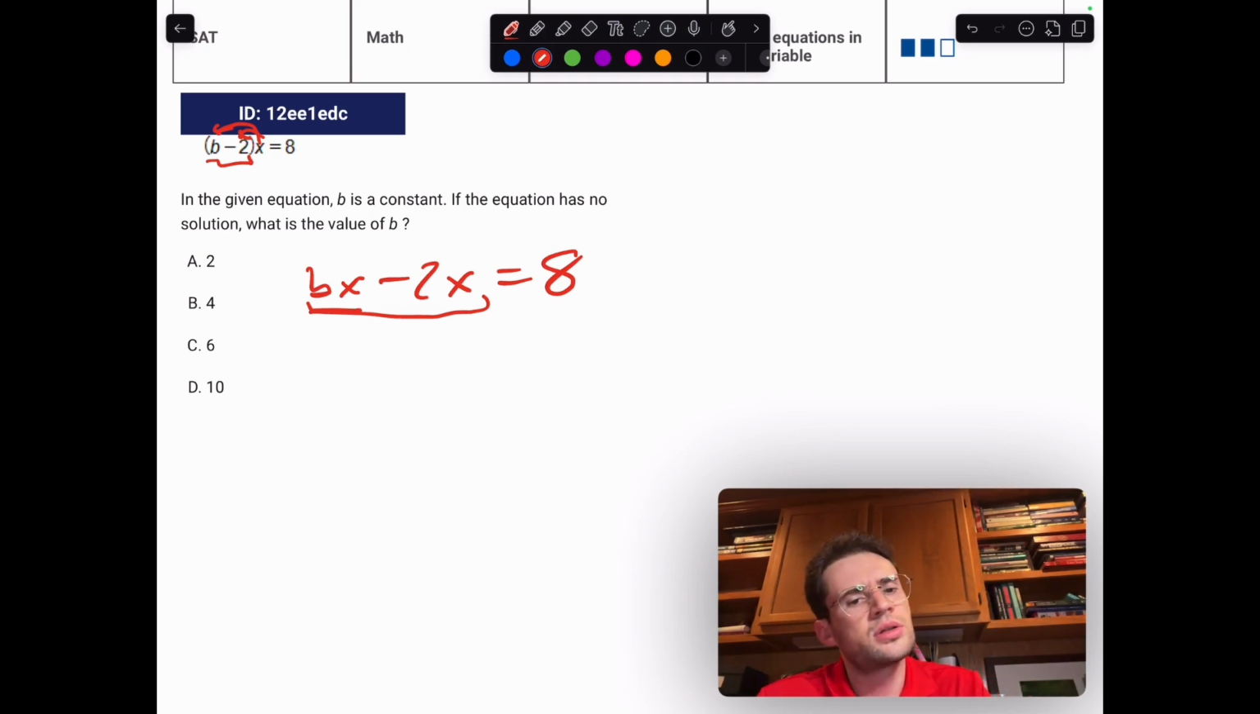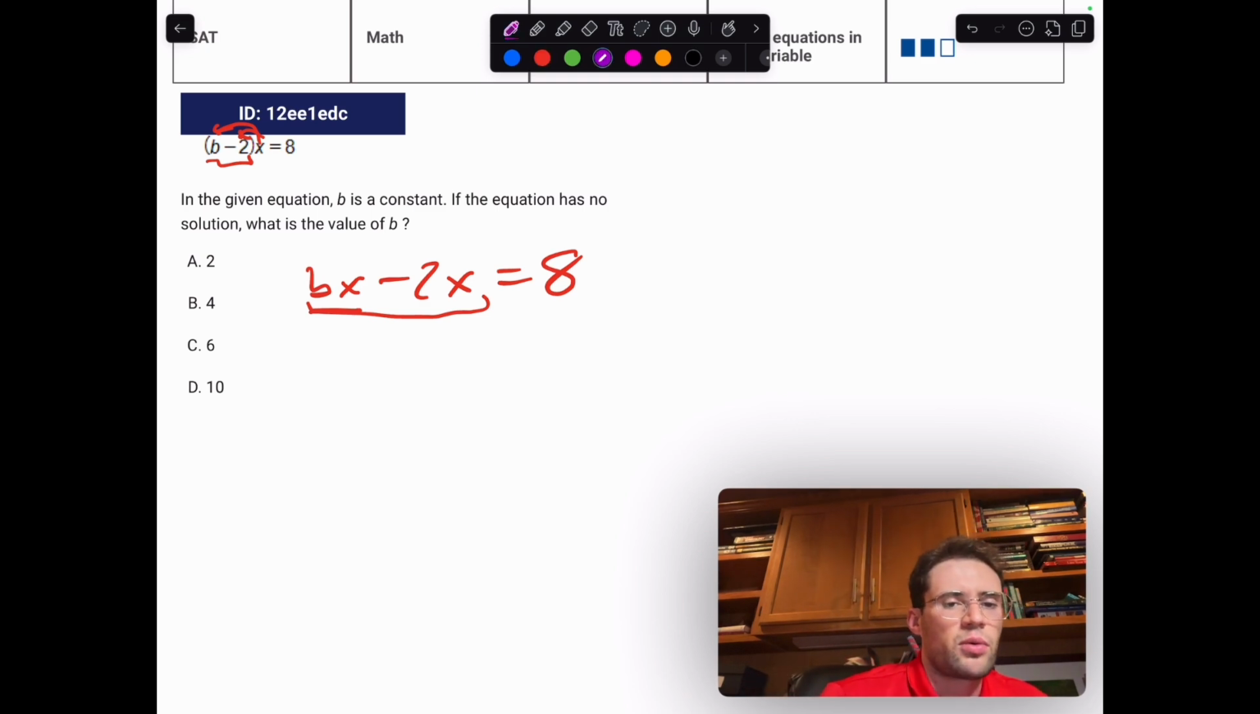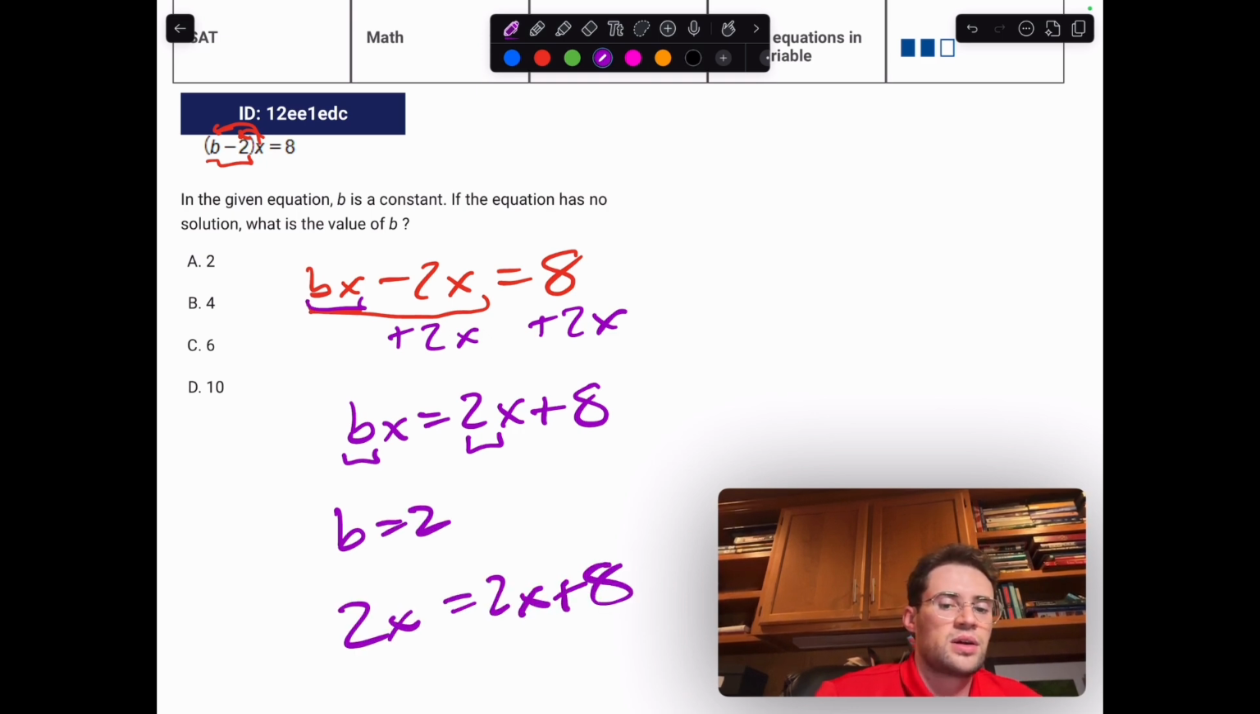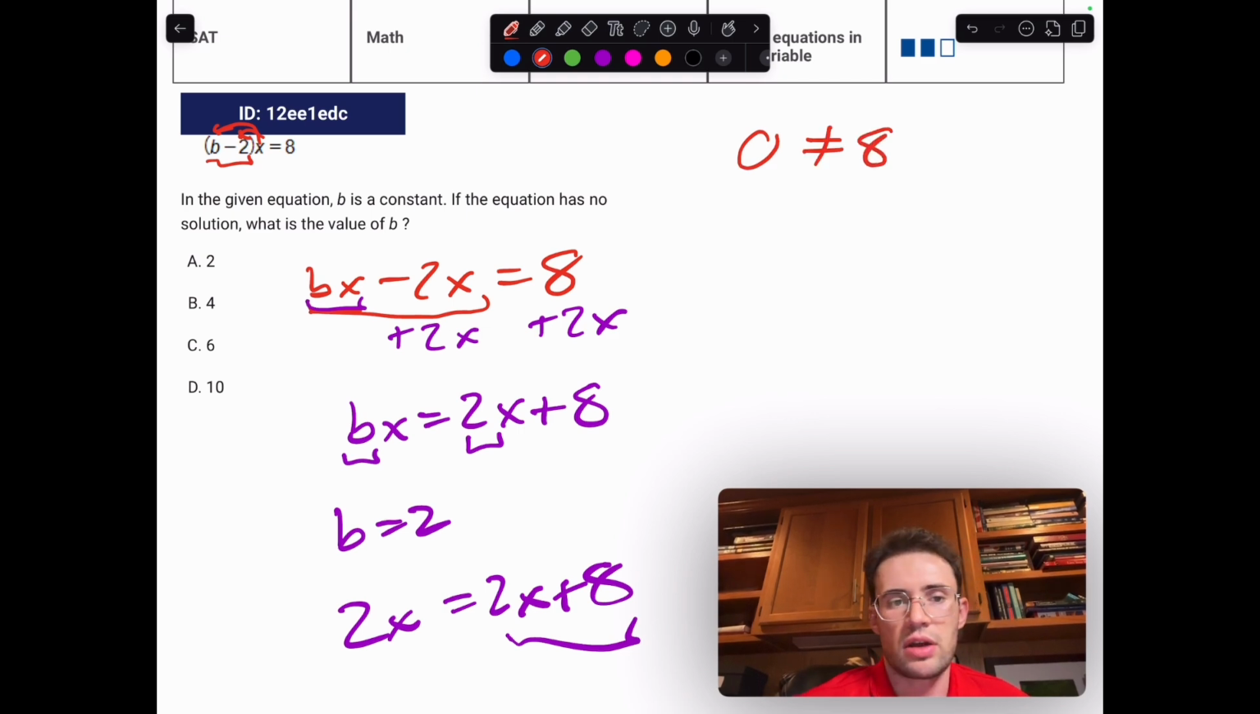You could also think of it this way: if you want to have the same coefficient on your x term, you could add 2x to both sides. You'd get bx equals 2x plus 8, and then b has to be the same as it is over here, so b has to be 2, because 2x equals 2x plus 8 is never going to be true. This right side would always be 8 higher. But again, the other way you could think of it is just 0 is never equal to 8, so that will never be true.